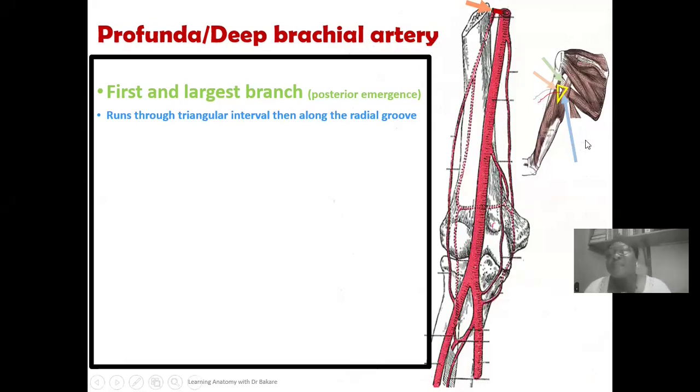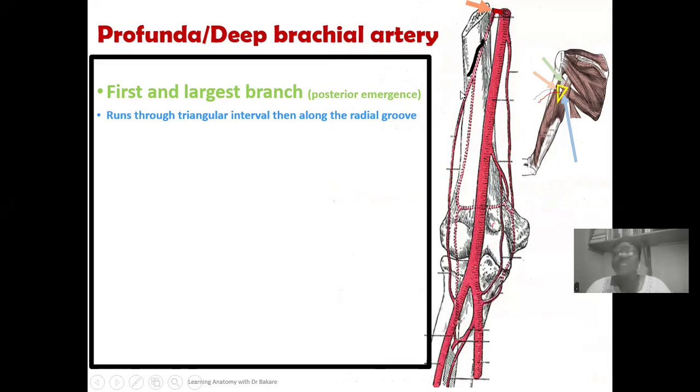So after passing through the triangular interval, it will then assume the posterior region of the arm. So this interval is what creates the allowance for the profunda or the deep brachial artery to be able to access the posterior region of the arm. So as soon as it passes through this region, it is then seen to run through the radial groove. If you use this image by the side, this is where we have the radial groove here, highlighted in black.